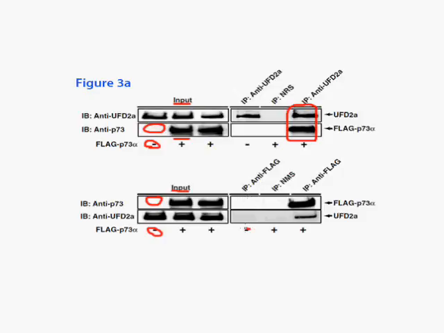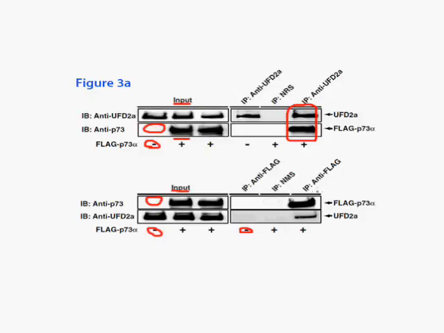Here, where no P73 alpha plasmid exists, nothing comes out. This again is a control, just showing that the proteins of interest are specific. The antibodies are specific for our proteins, and they don't come out normally.